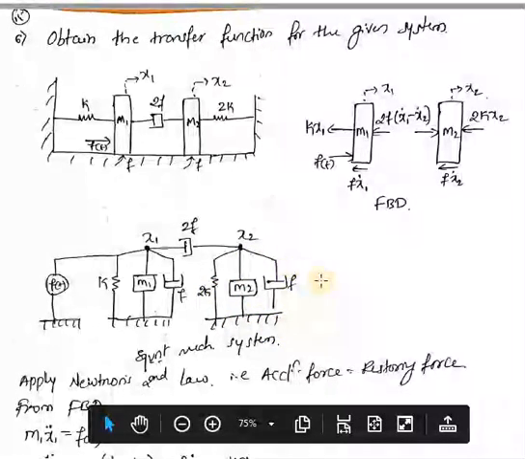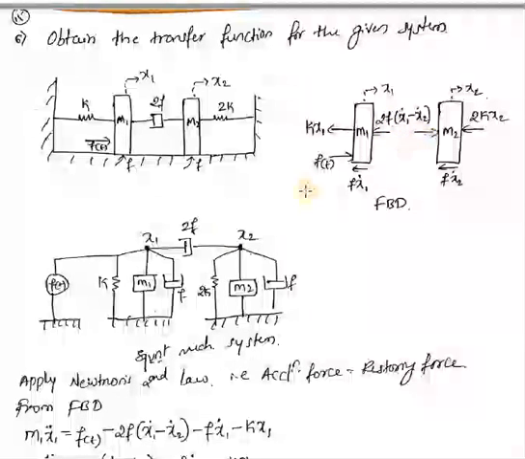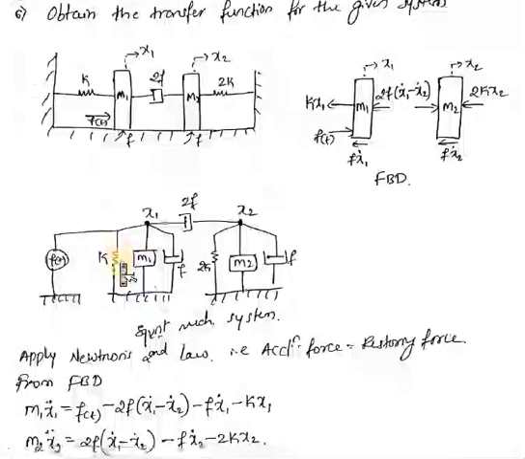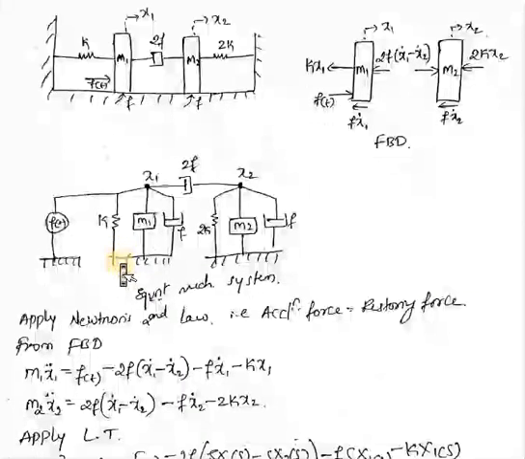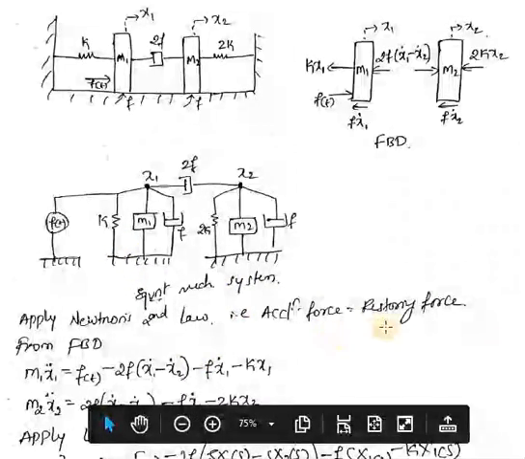Now try to find the intermediate elements. This 2f is a combination of x1 and x2. So show that element between x1 and x2. And here let us give the input as f of t. Now from the free body diagram, we need to write the governing differential equation. Acceleration force should be equal to restoring force.